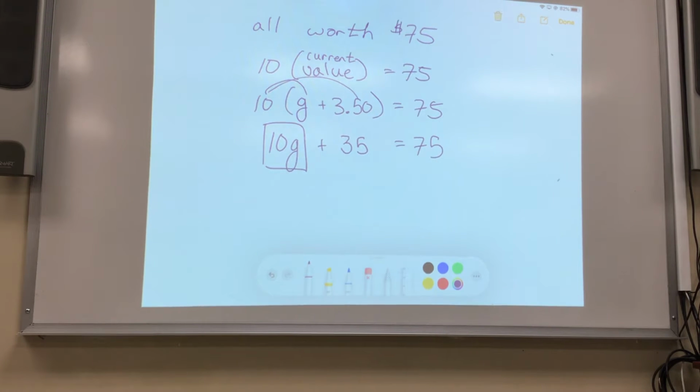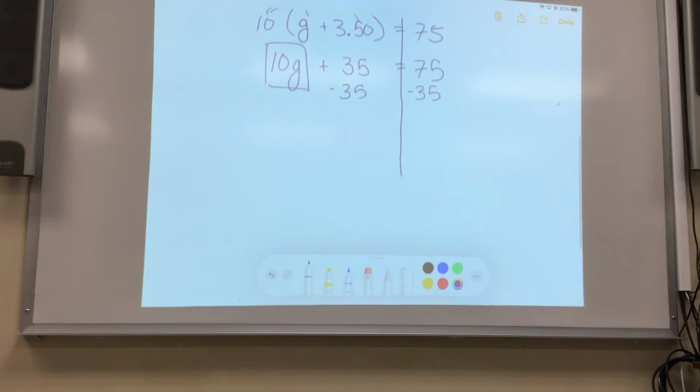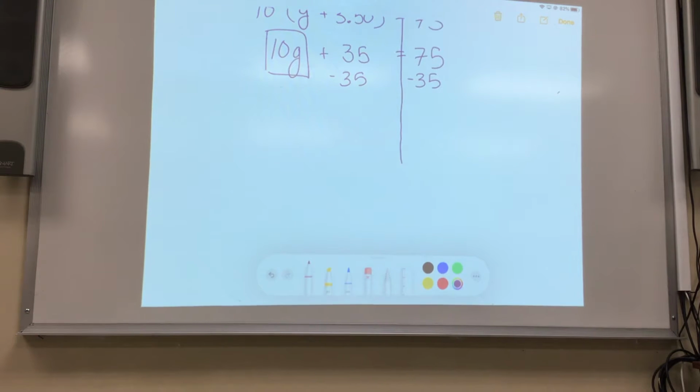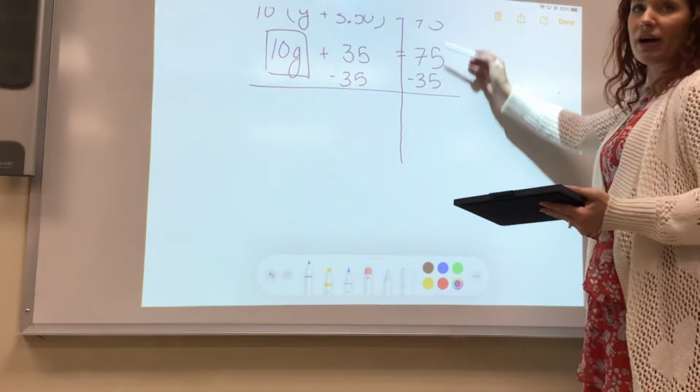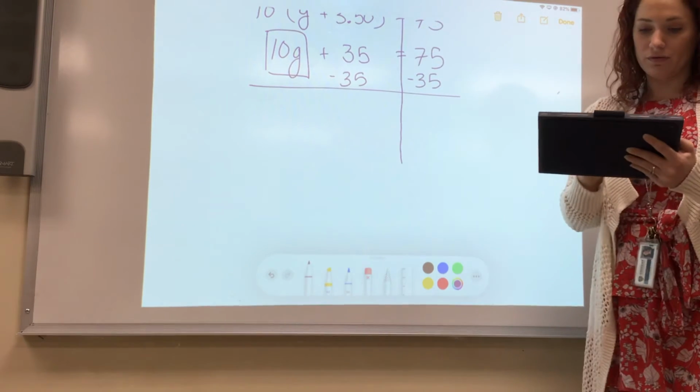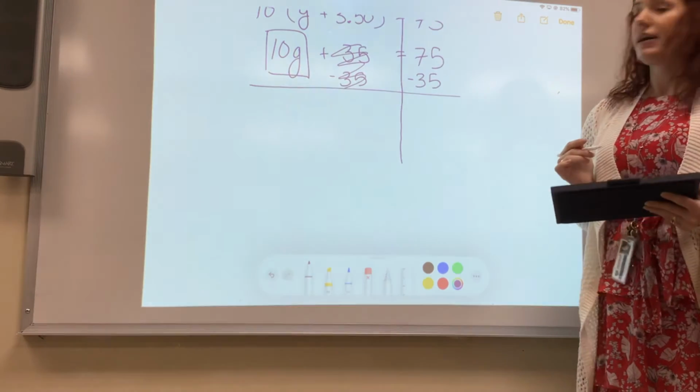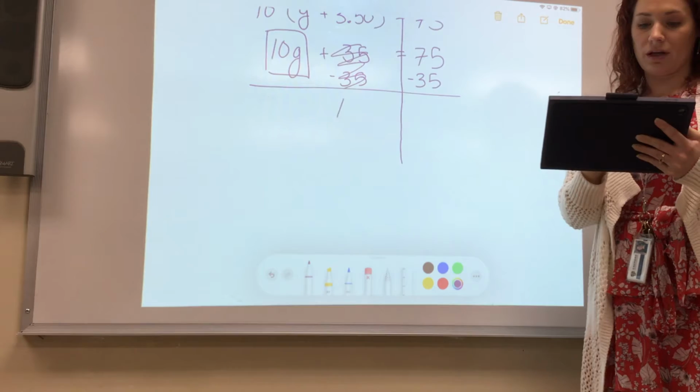Oh, I need to get some new people volunteering. What's the inverse operation? How do I get rid of that 35? Ivan? Subtract 35. Oh, I never put the line down. We could do that. Does that help? Okay, subtract 35 on both sides. The left side is inverse operations. On the right side is the math we've got to do. So those go away.